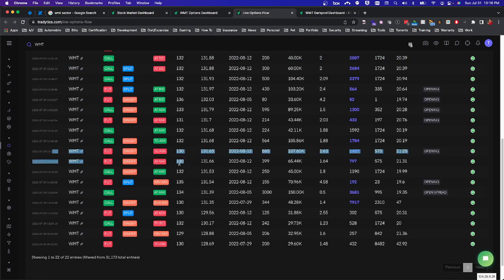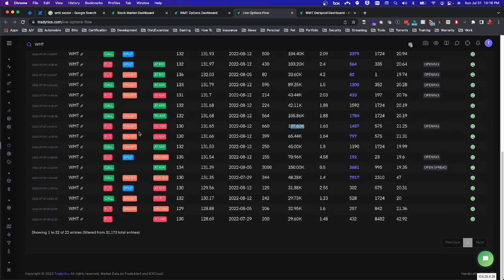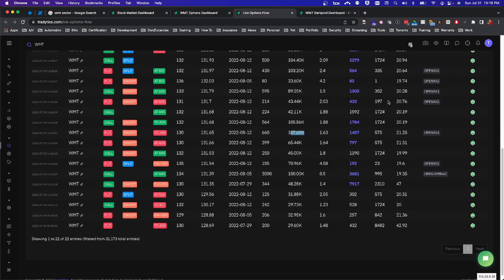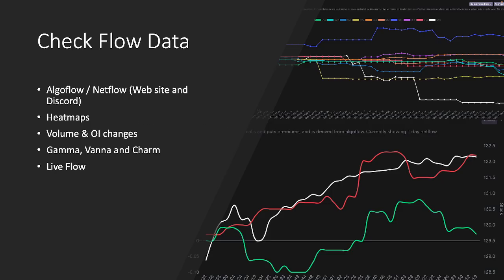But we do see a lot of put buying sweeps here, which is what we like to see with higher premiums. So live flow is always an option if you prefer to look at what's happening on the underlying contracts, and you can see if these were opened or if it was part of a spread, and you can assess that in greater detail if you so choose.